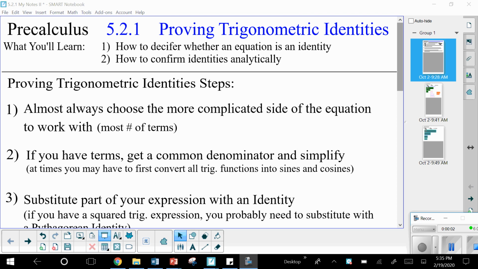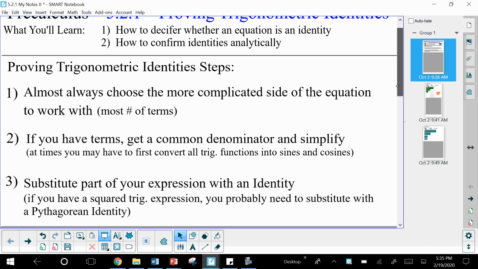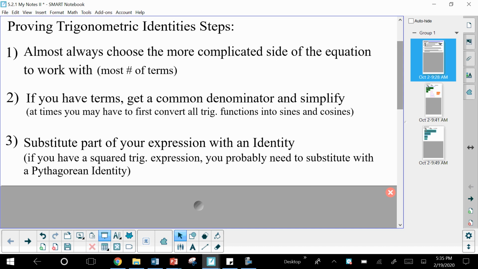Okay, this is Pre-Calc, section 5.2, proving trigonometric identities. When we prove something, we are trying to get one side to look like the other side. And there's some steps that usually help us when we get ready to do this. Sometimes we need all of them, sometimes we don't.